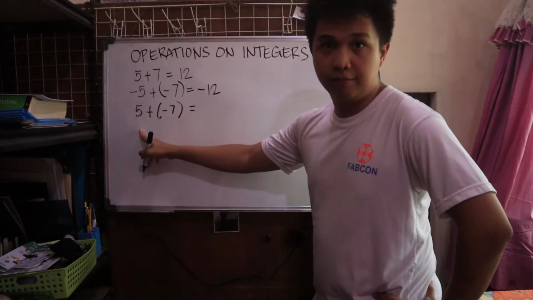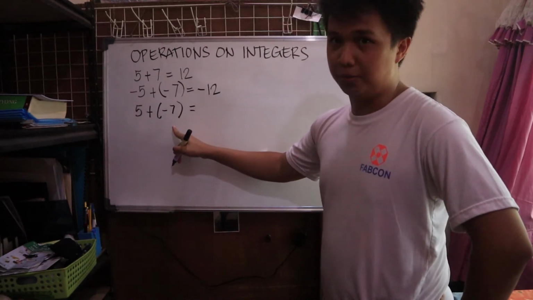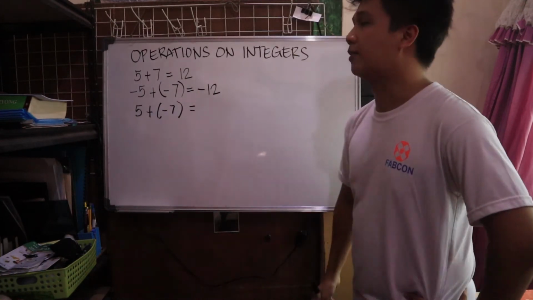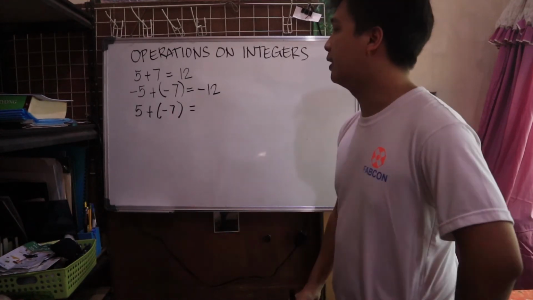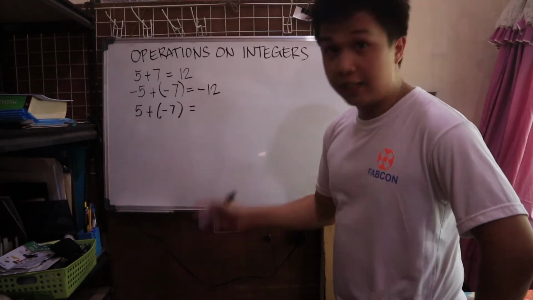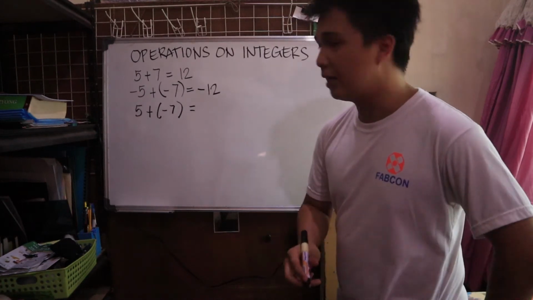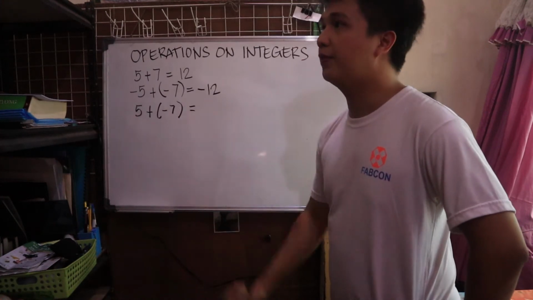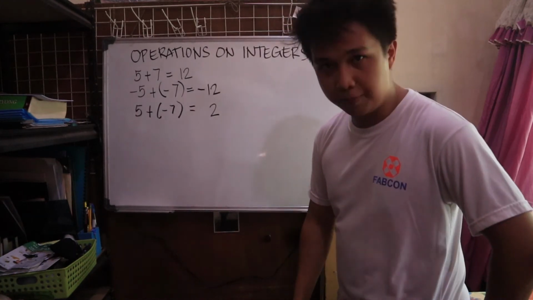Ang positive 5, positive. Ang negative 7, negative. So ang 5 plus negative 7, they have opposite signs. Basta opposite na ang signs, ang atong obrahon is gina-minus na sila. So 5 minus 7, pwede ta na sulaton ang 7 minus 5, kay mas dako ang 7 sang sa 5. So 7 minus 5 is 2. Pero ang answer natin, hindi pa siya 2.